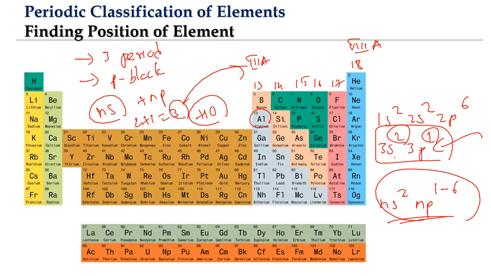Similarly, if you pick, for example, carbon. Carbon is 1s2, 2s2, 2p2. The outermost level is the second level. If you add ns electrons and np electrons, it is 2 plus 2, 4, which means it belongs to the 4a group. But if you want the modern number, we have to add 10 to 4, so it will be 14.